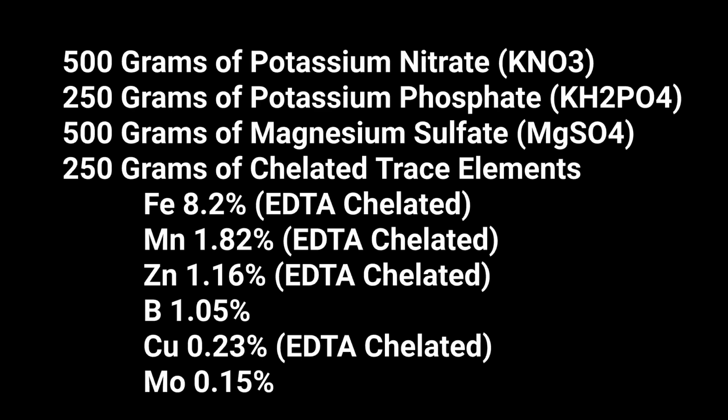I've bought 500 grams of potassium nitrate, 250 grams of potassium phosphate, 500 grams of magnesium sulfate, and 250 grams of chelated trace elements. The entire kit will give me 16,500 mLs. And for the macros, it's gonna last 45 freaking 500 ml bottles. That's a lot.